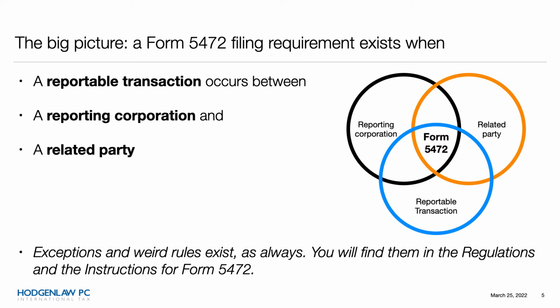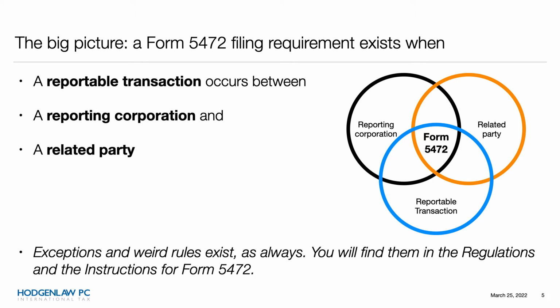Here is the holy trinity of when you have to file the form. Think of it as a Venn diagram, and where all three of these circles overlap, there lives Form 5472. Do you have a reporting corporation? That's a defined term, and we'll figure out what it means because it doesn't mean just corporation. Do you have a related party? As you might guess, anytime you hear related party in the context of tax law, you've got a bunch of attribution rules and other wonderful stuff like that. And finally, you have reportable transactions between the reporting corporation and the related party.